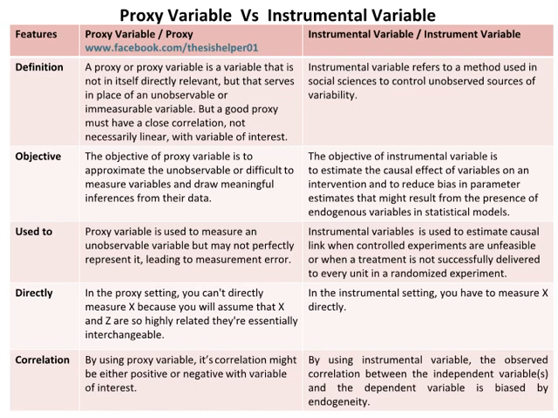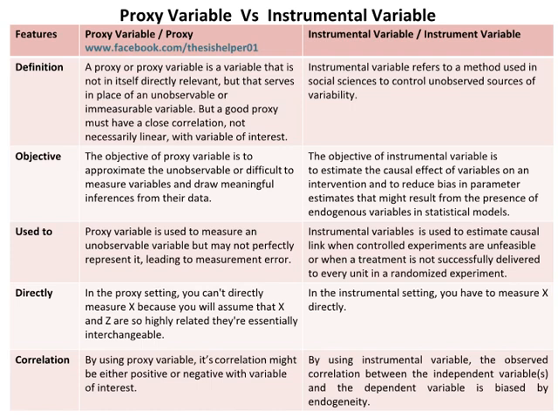Proxy variable is used to measure an unobservable variable but may not perfectly represent it, leading to measurement error. Whereas, instrumental variables is used to estimate causal link when controlled experiments are unfeasible or when a treatment is not successfully delivered to every unit in a randomized experiment. In the proxy setting, you can't directly measure X because you will assume that X and Z are so highly related they're essentially interchangeable. Whereas, in the instrumental setting, you have to measure X directly.